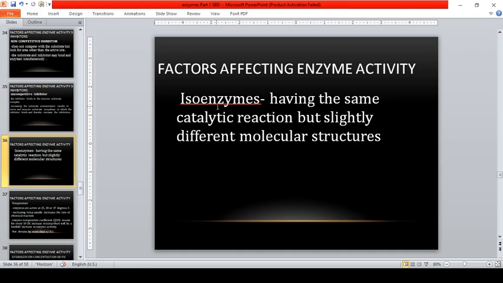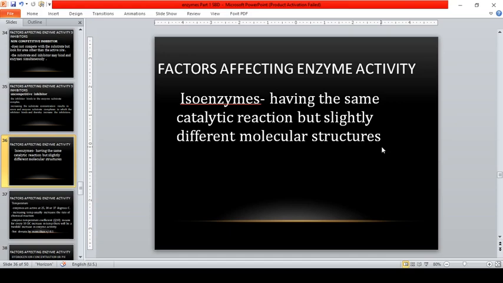Okay, so going back to factors affecting enzyme activity, so isoenzyme. So, having the same catalytic reaction but slightly different molecular structures. Ano naman yung binigay kong dalawang enzyme which have their isoenzymes or isozymes. So, those are ano yung example ko kanina? The LDH. Ilang LDH? Ilang isoforms or ilang isoenzymes? 6. That is LDH 1 to 6.